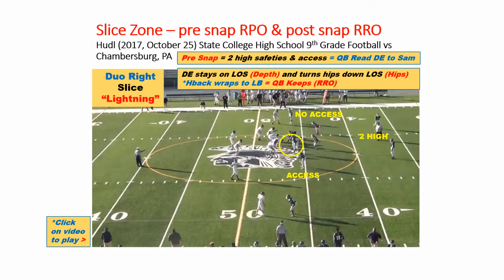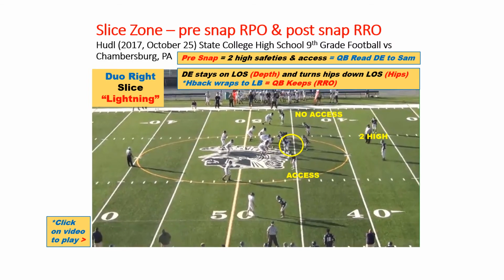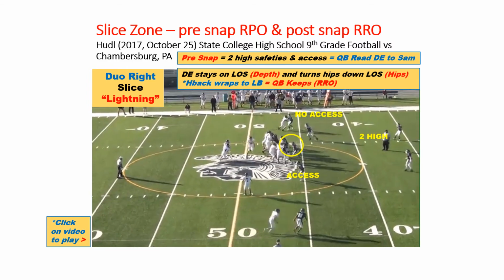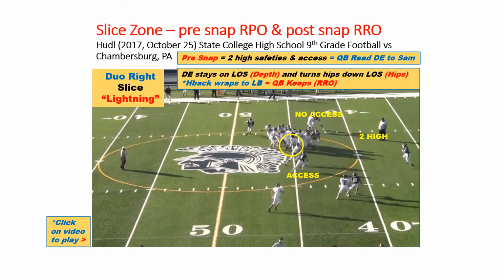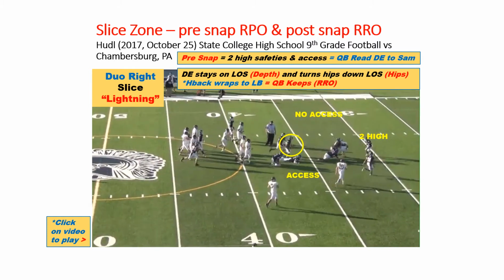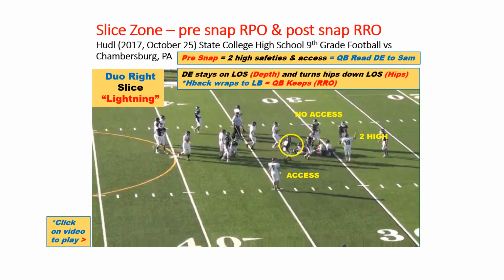Then the H knows he's going to go up to the backer, leave the defensive end, and the quarterback will post-snap read him. You can see here in the diagram that we do have access to the bubble, but again, since we're post-snap reading, the quarterback can go ahead and read this. He does. That defensive end comes down, and then he's going north and south, and we get a nice 20-yard gain.